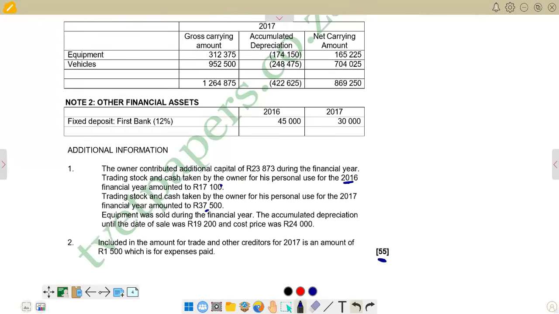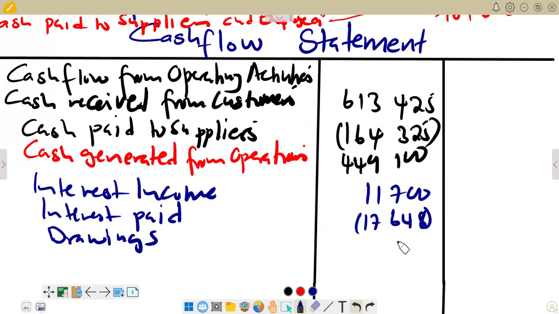So we go back there. We are seeing that drawings, obviously, is an outflow again. So we show it as a negative. So this is what we have in terms of adjustments, other cash flow from operating activities. So we can now calculate so that we can find the cash flow from operating activities.